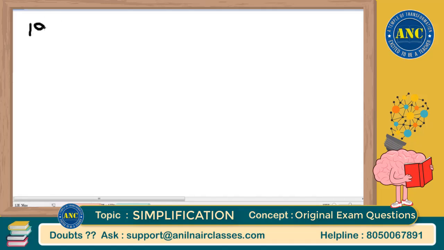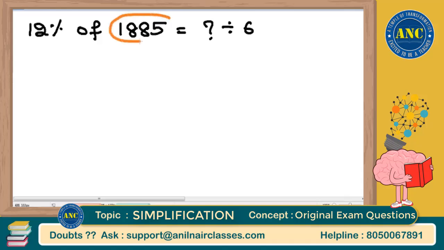Your question is, again an original question, 12 percentage of 1885 is equal to question mark divided by 6. Now this is divided by 6. If it comes to the right hand side, it is multiplied by 6. So can I say that 12 percentage of 1885 into 6?